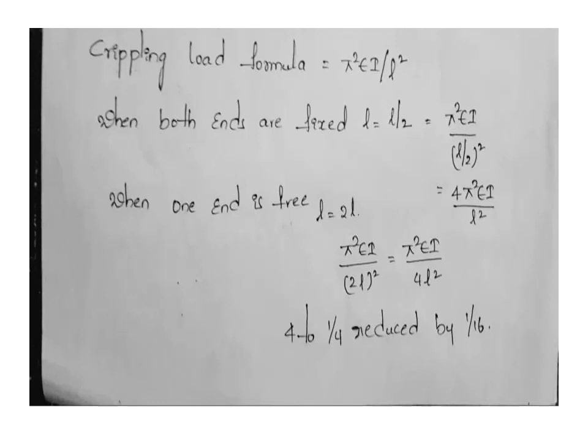Here is the solution. Crippling load formula: pi square EI by Le square. When both ends are fixed, Le equals L by 2. So substitute in the above formula: pi square EI by (L by 2) whole square. When one end is fixed and one end is free, Le equals 2L: pi square EI by 4L square. So it is reduced by 1 by 16.